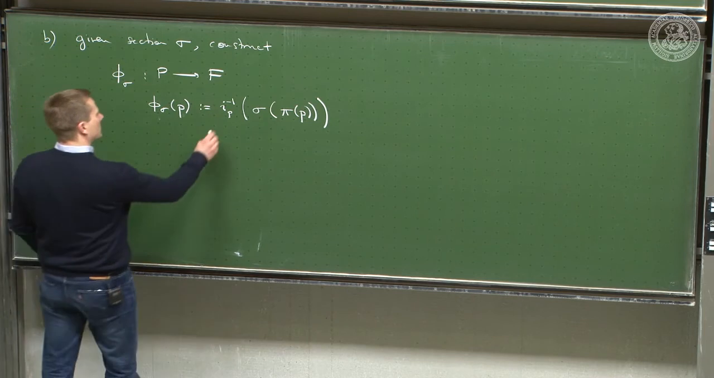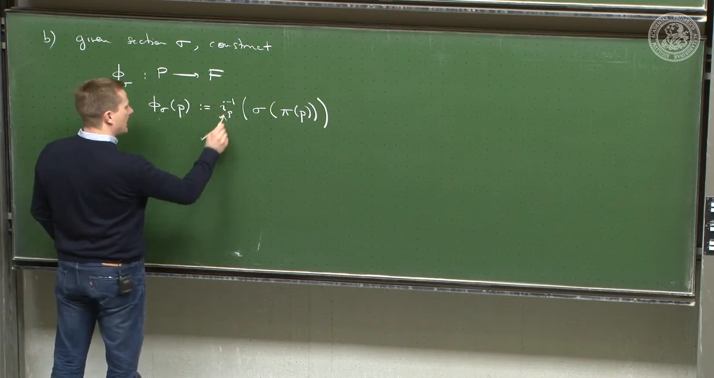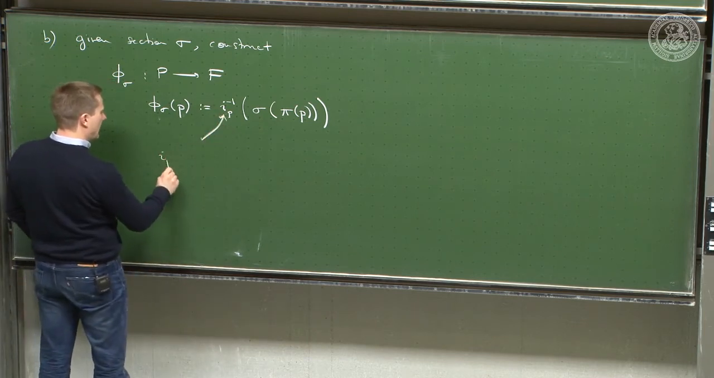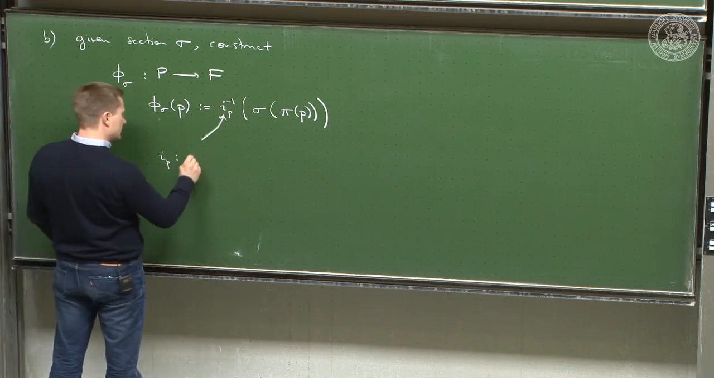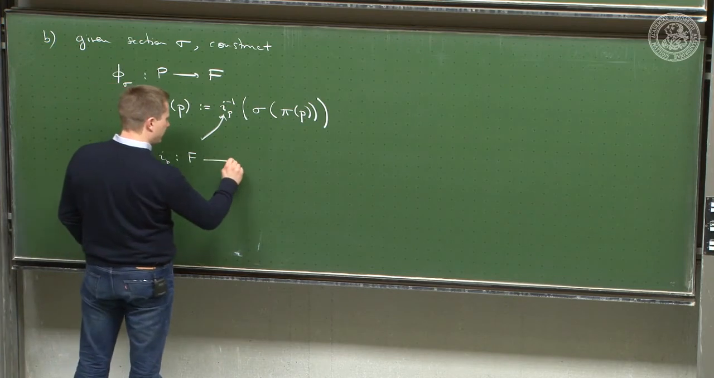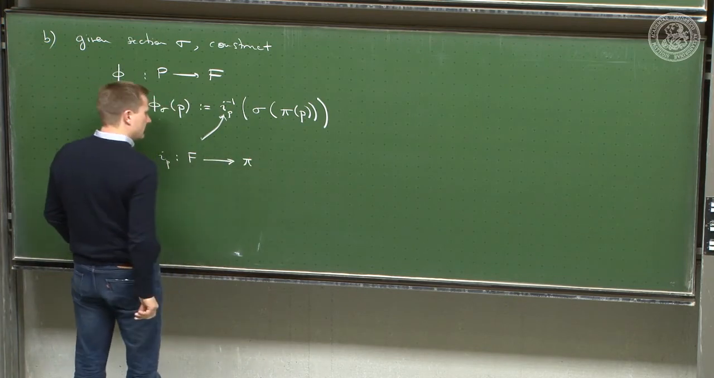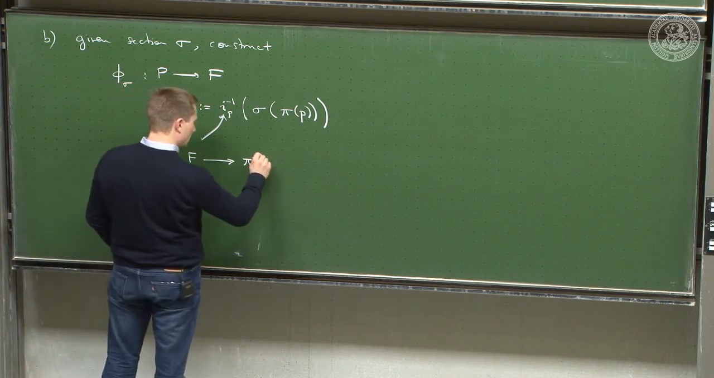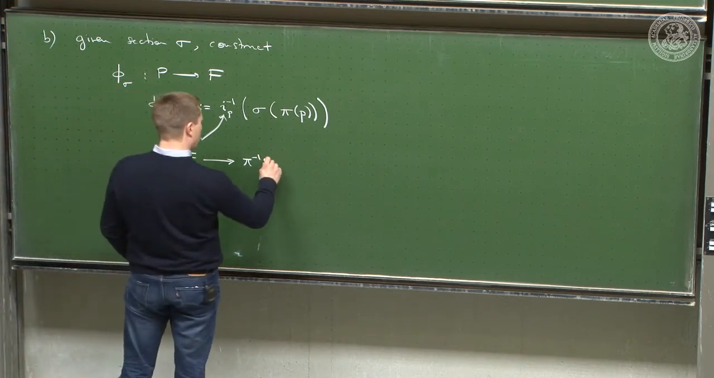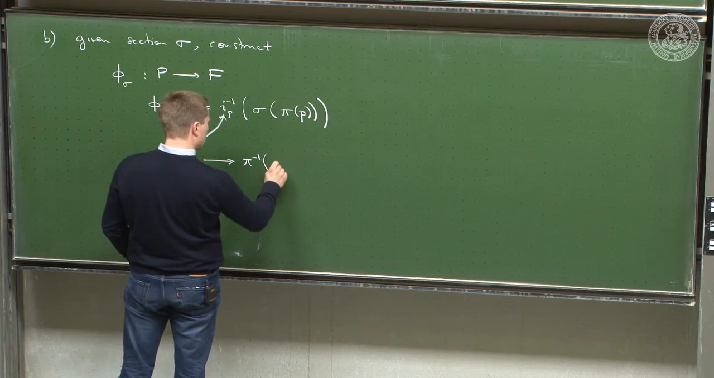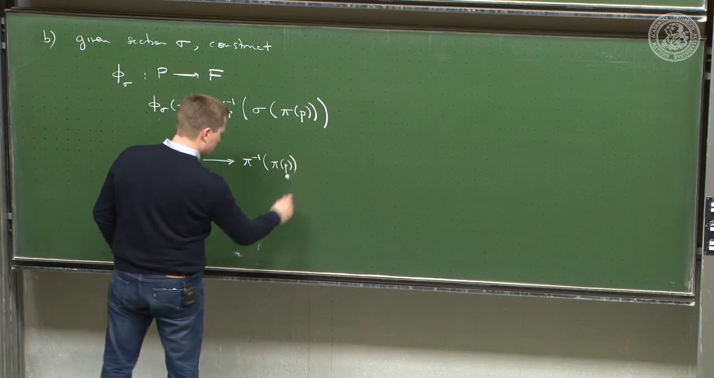So now we should think of this I again. We had a map I, and this is the inverse of it. We discussed a map I, which takes F to the fiber over the point pi of p.